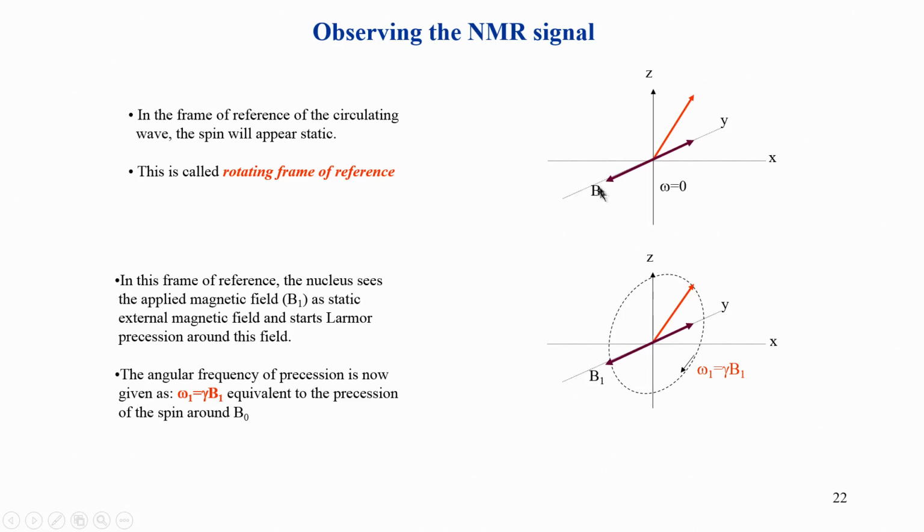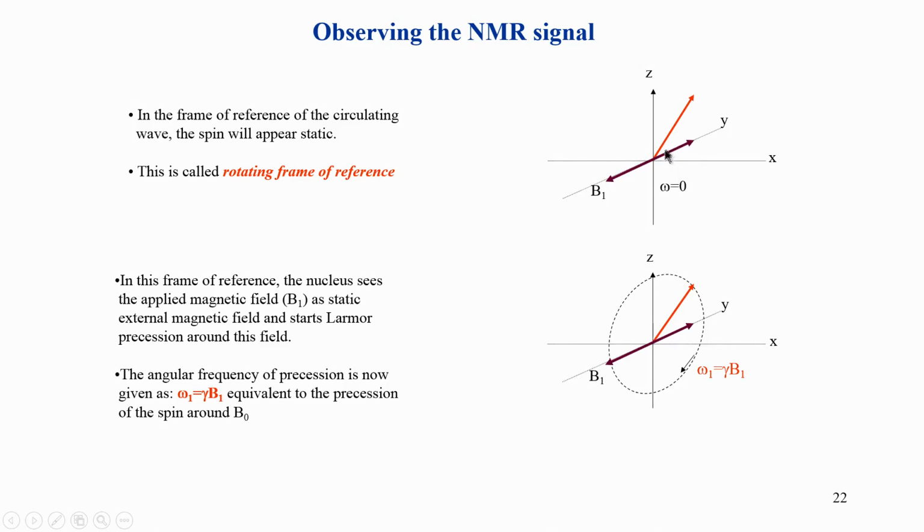When we talk about the rotating frame, what we essentially mean is that the RF radiation which is applied is also rotating in the xy plane, and that is synchronized with the Larmor precession of the spin. When that happens we use the word resonance. So, in the rotating frame we are trying to reach a resonance condition such that the rotational angular frequency of B1, the magnetic field which is applied, is in synchrony with the spin.